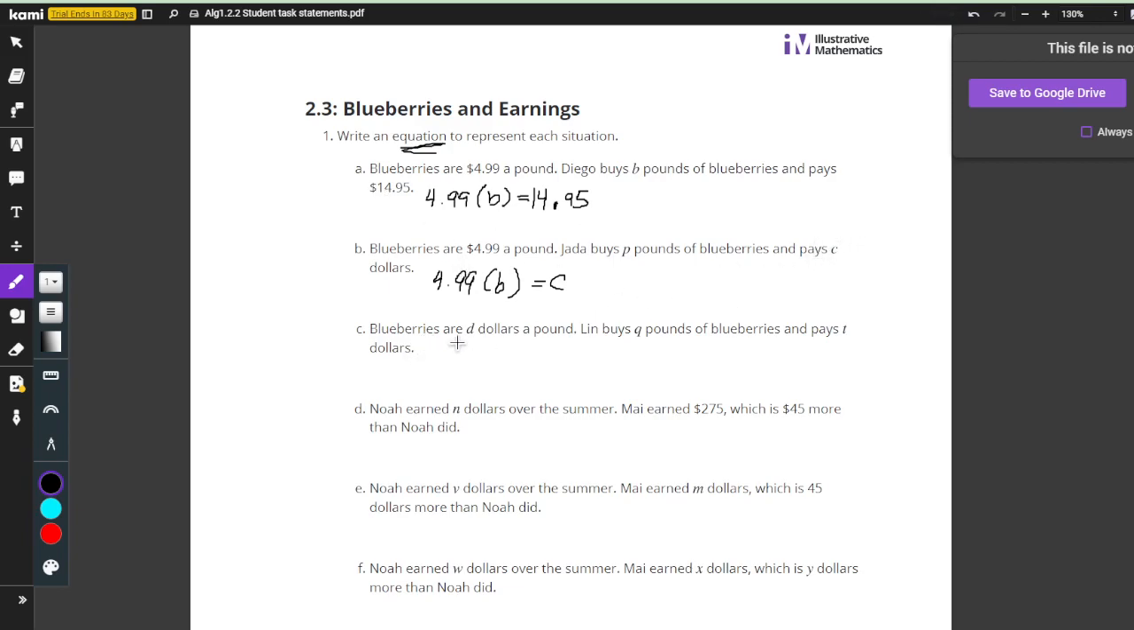Let's see. Blueberries are D dollars a pound. Lynn buys Q pounds of blueberries and pays T dollars. Well, they just changed everything. They just basically said no more $4.99 a pound. Everything's a letter, but we've done it twice, so third time's a charm. We can just replace the $4.99 with whatever letter they give us. They also changed the letter, so be careful. So first one is D, so we know it's going to be D times, in this case it's going to be Q now, and then that's equal to T dollars. Okay? That's basically it. We're just changing our equations so that they work out properly.